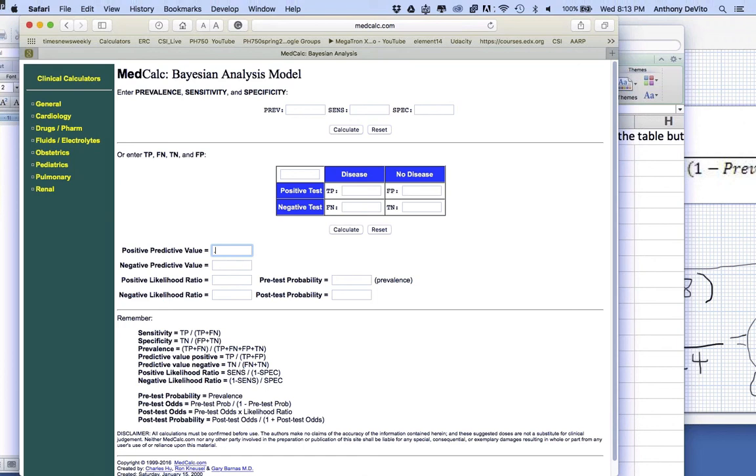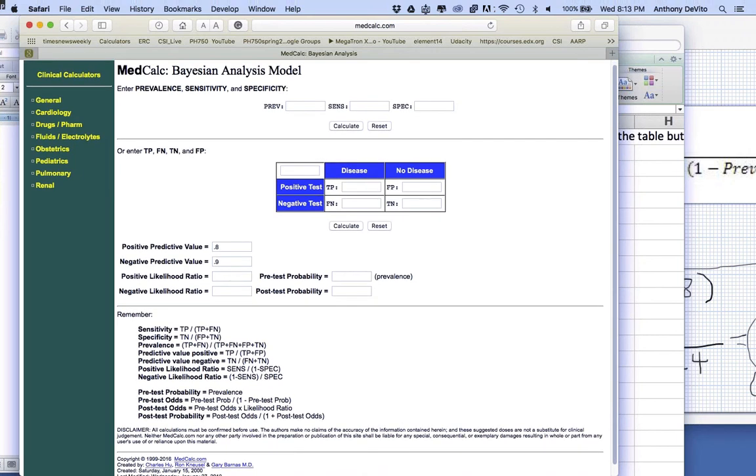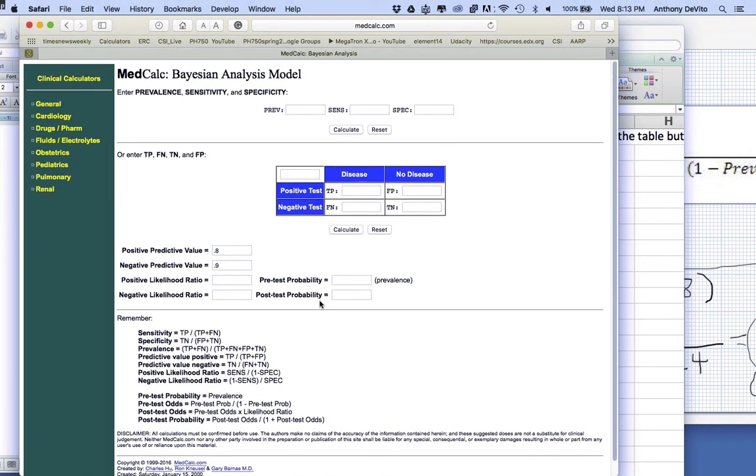Positive predictive value is 0.8. Negative predictive value is 0.9. Positive likelihood ratio. Pretest positivity. Nope, still. Oh, hang on a second. Let's do this up here. Prevalence was 0.2. Sensitivity was 0.8. The specificity was 0.9. And let's do our calculation.